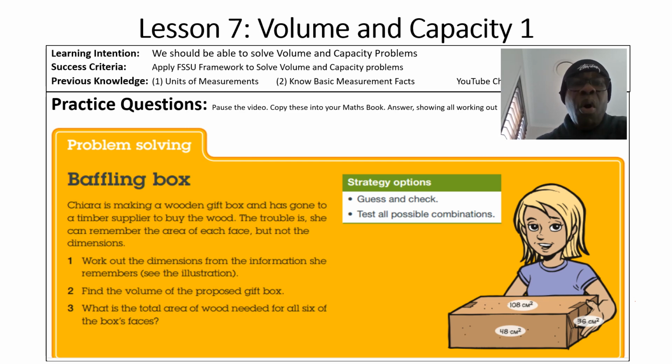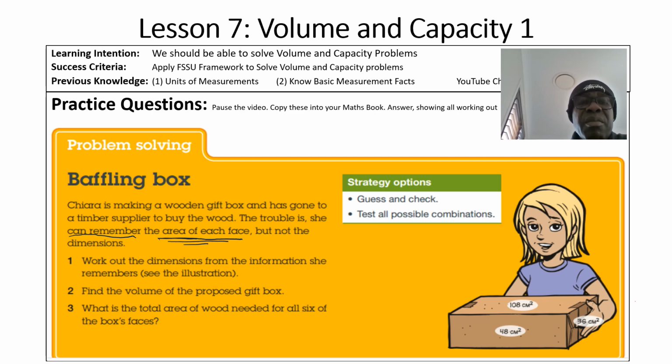Right, the baffling box. So in this problem, you can see that this young lady is trying to make a gift box, but the trouble is she can remember the area of each face, but not the dimensions. That's her trouble. She can remember the area of each face, but she cannot remember the dimensions.